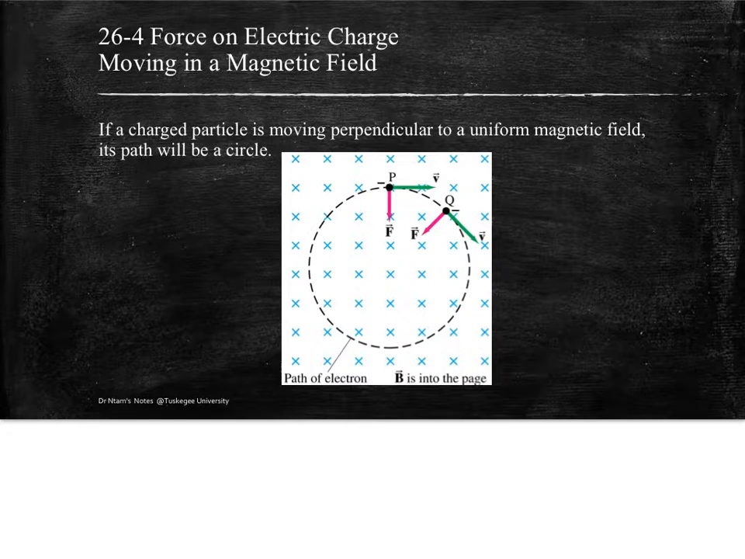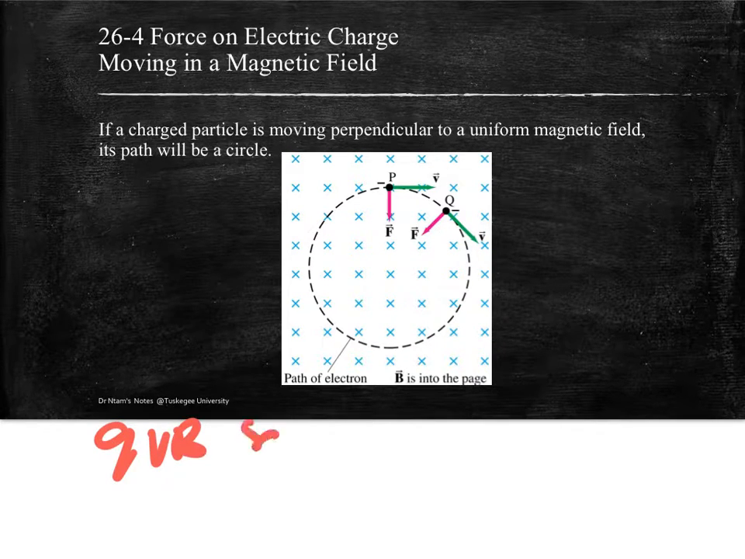Now, if a charged particle is moving perpendicular to a magnetic field, so in this case the field is into the plane of the page, and this particle is moving perpendicular to the field, then by the right hand rule the force will always be perpendicular to the direction of motion, which will result in the particle moving in a circle, because at every point the magnetic force will provide a centripetal force, which is the necessary condition for an object to move in a circle.